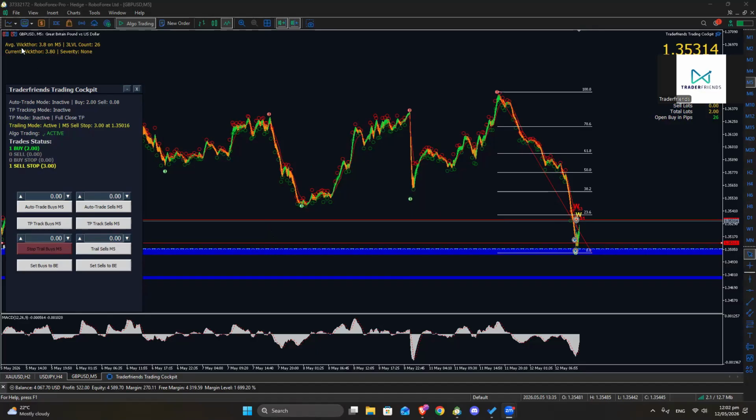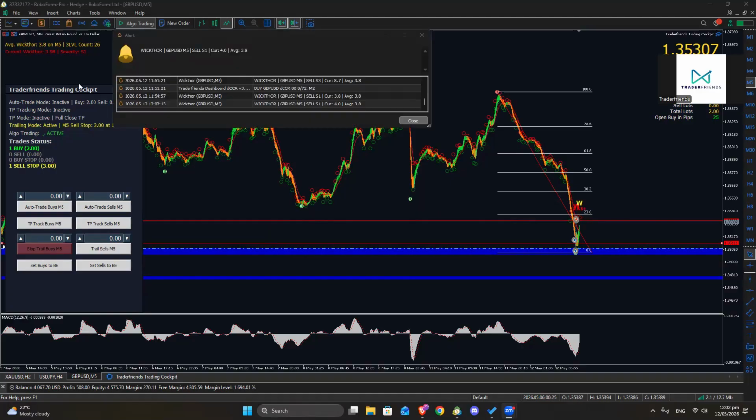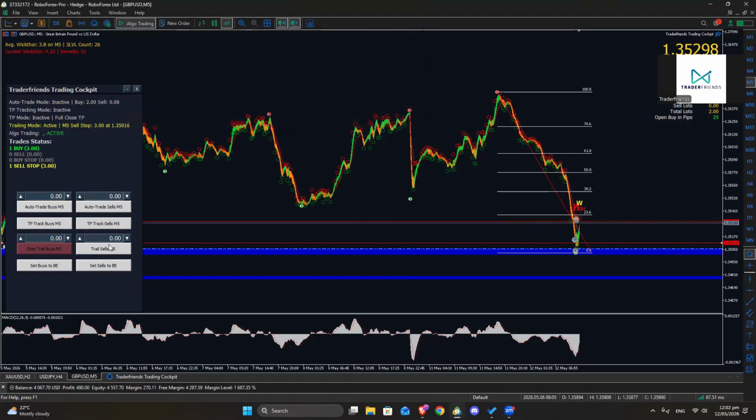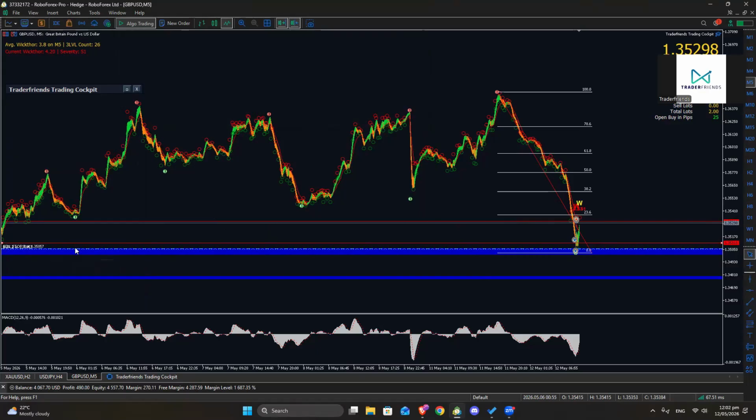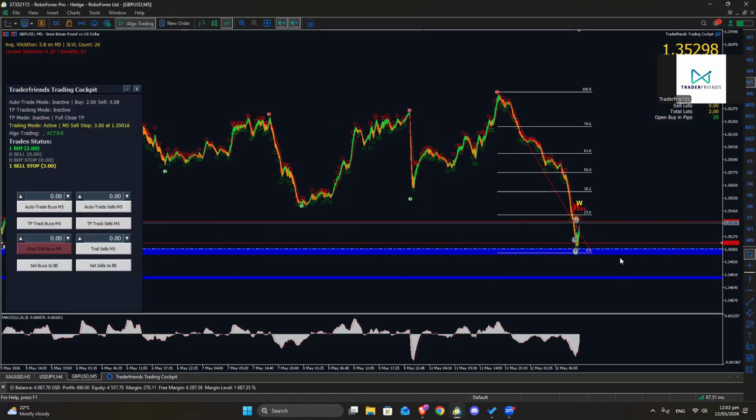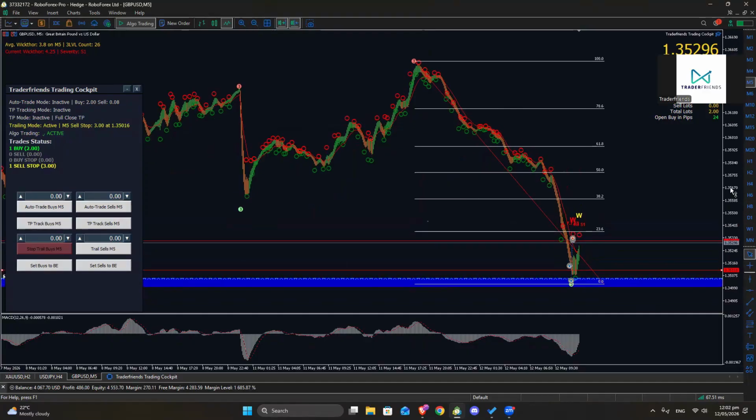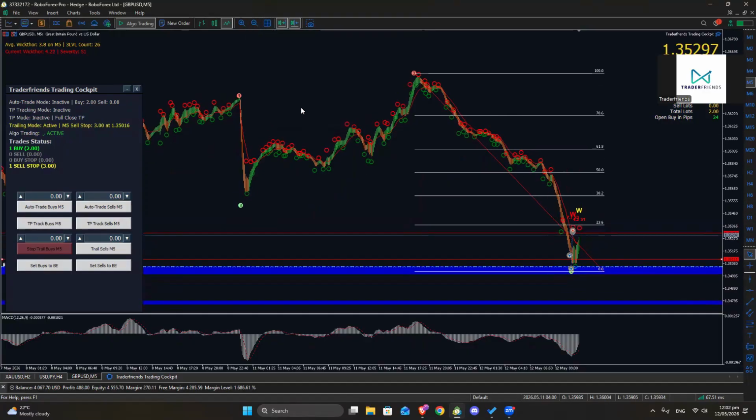This time I'm showing you a wonderful setup that I found a few minutes ago on the GBP versus the US dollar. And as you guys can see, I'm still in the trade. My cockpit is managing my position already in break even. I wanted to go over the setup and show you how things played out and how I did trade this setup.